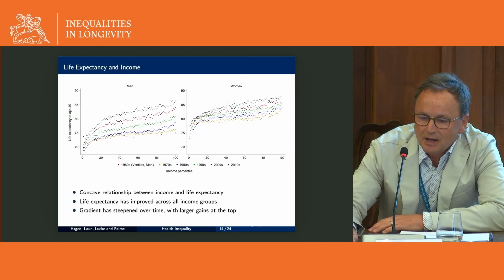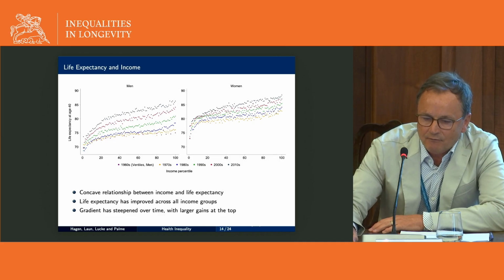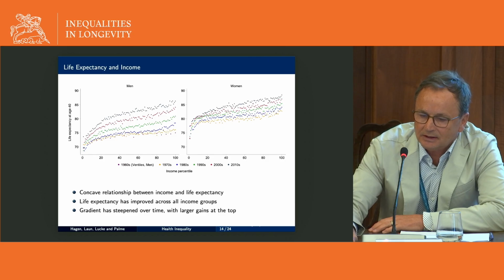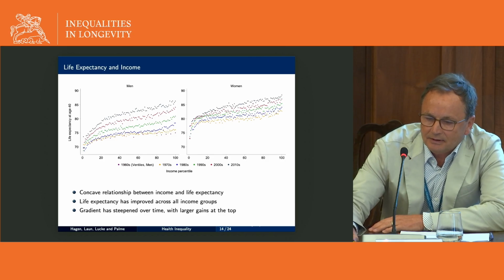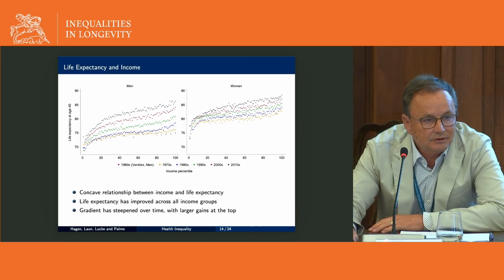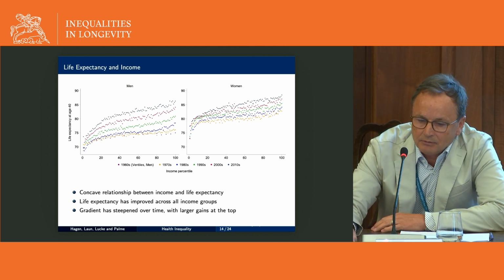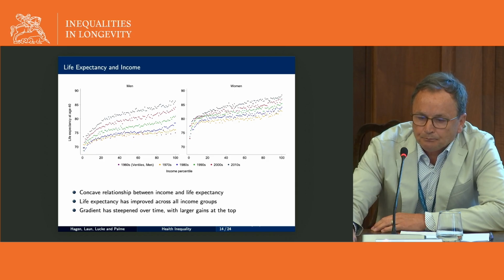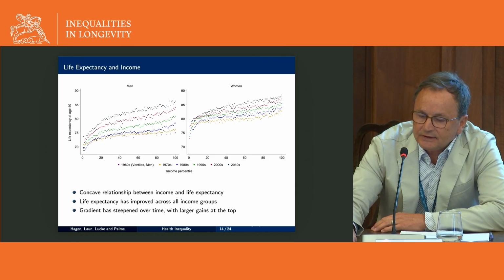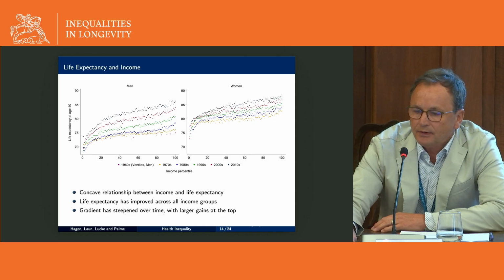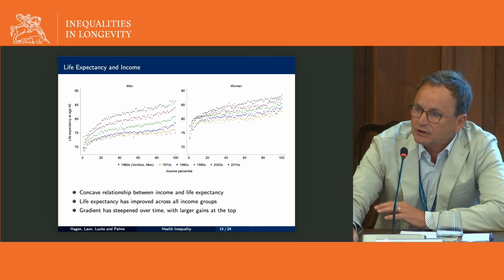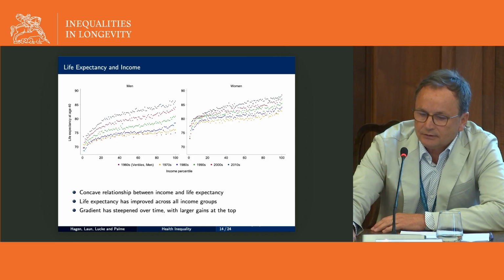Longevity has increased. However, in the lower end, it's a very small change. It's like 3 years over this 60-year period. In the upper end of the distribution, it's more than 10 years. So it's a hugely increasing income gradient in life expectancy. It's the same pattern for women, but the income gradient is much smaller there, as you can see.